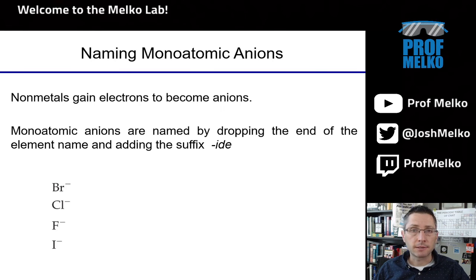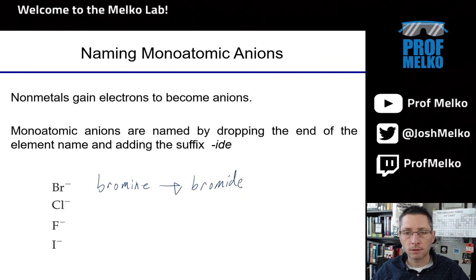Negatively charged ions, we just change the suffix. So for positive like magnesium, it stays magnesium. But for negative like bromine, we change the suffix and it becomes bromide. Chlorine becomes chloride. Fluorine, fluoride, iodine, iodide.